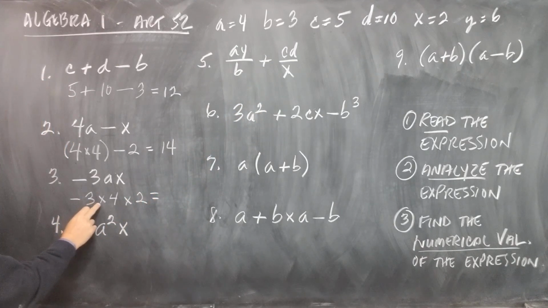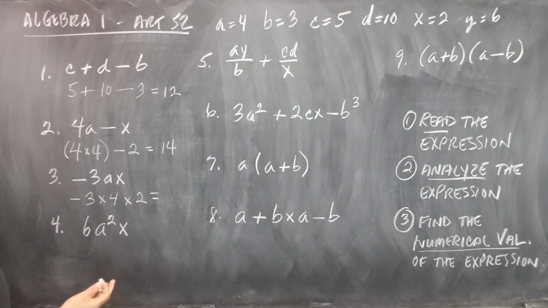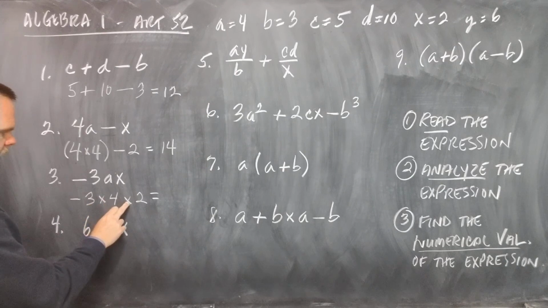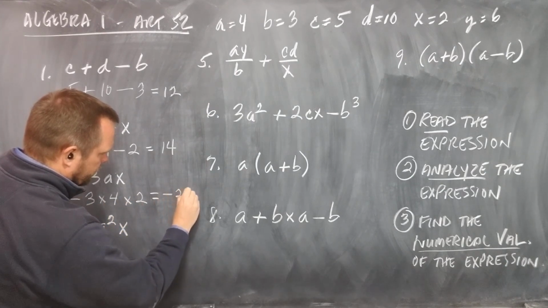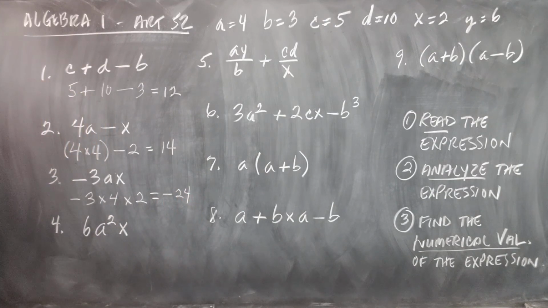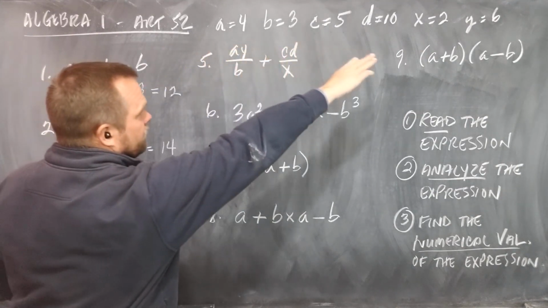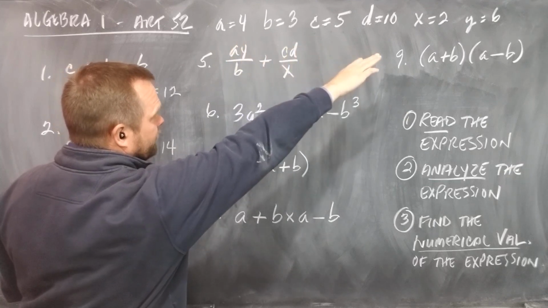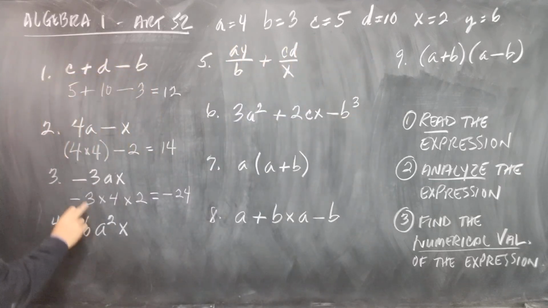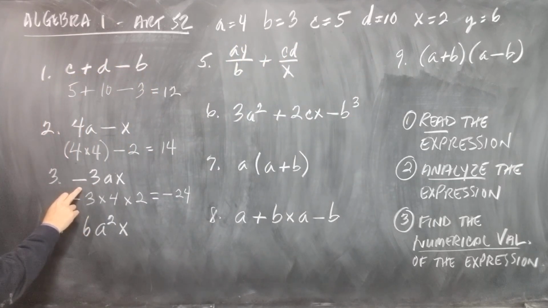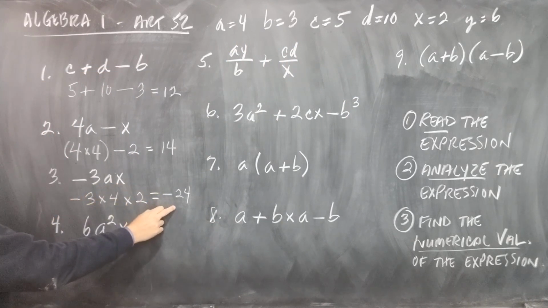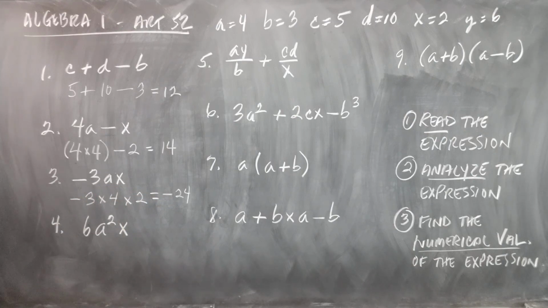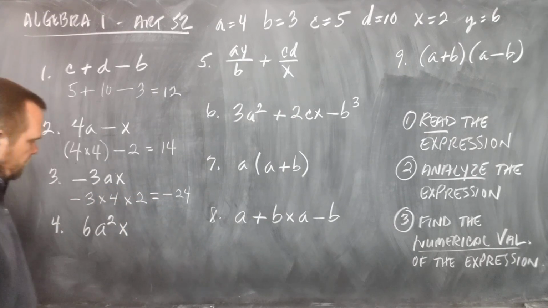Negative 3 times 4 gives us a product of negative 12. And negative 12 times 2 gives us a product of negative 24. So given these values for our literal factors, the numerical value of the expression negative 3 times a times x is negative 24. All right, number 4.